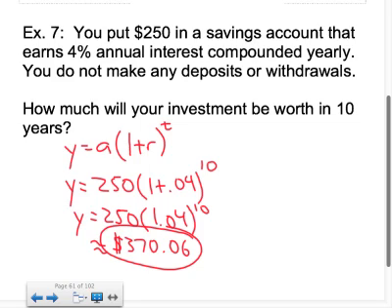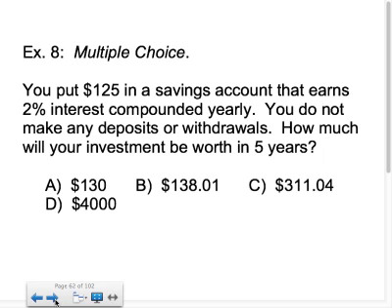Okay. So again, I mean, think about that. Over the course of 10 years, what did you gain? Okay, your total investment's worth $370, but you started with $250, so you've only gained $120 over the course of 10 years. That's probably not a very good investment for your money. Okay, but again, you didn't put in much money to begin with, so I guess it's all relative.